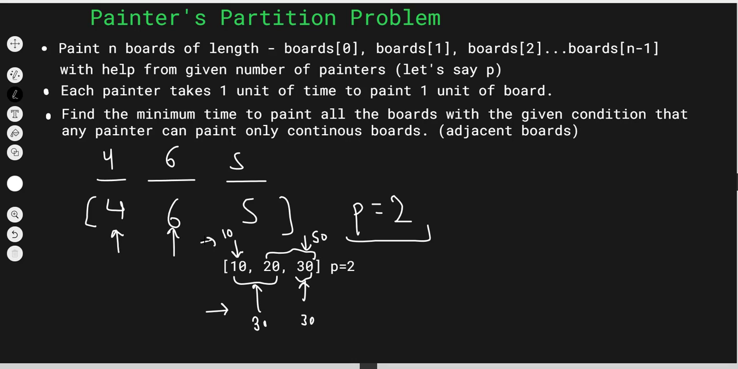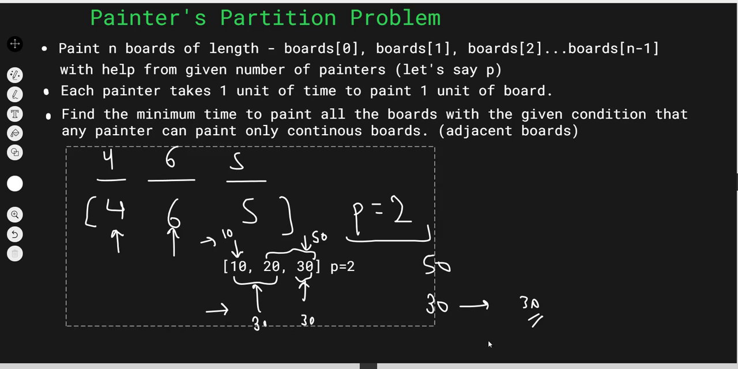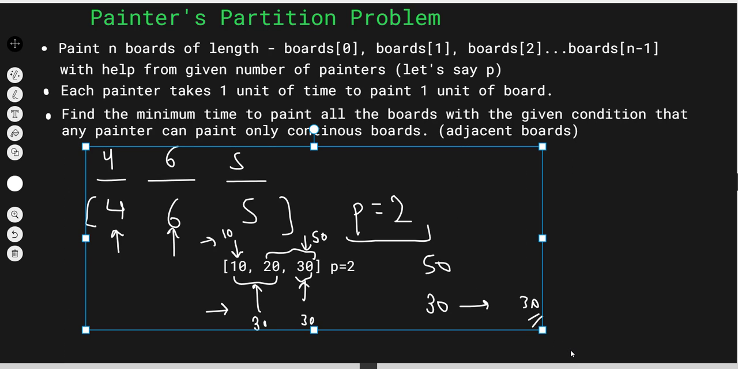Now what is the time required in this case? Time will be 50 units. Time is basically the maximum time taken by any painter. So 50 here, and in this case it will be 30. Which is better? Obviously 30. So the minimum time taken here is 30. This is all about the problem. If you did not get it, I will advise you to watch the explanation of the problem again.